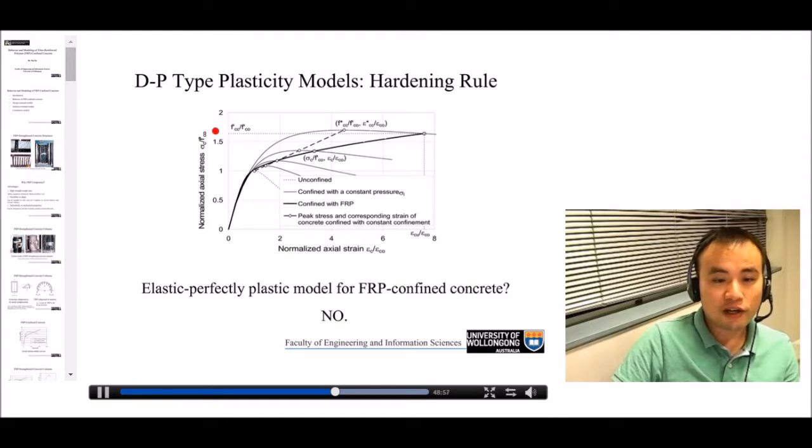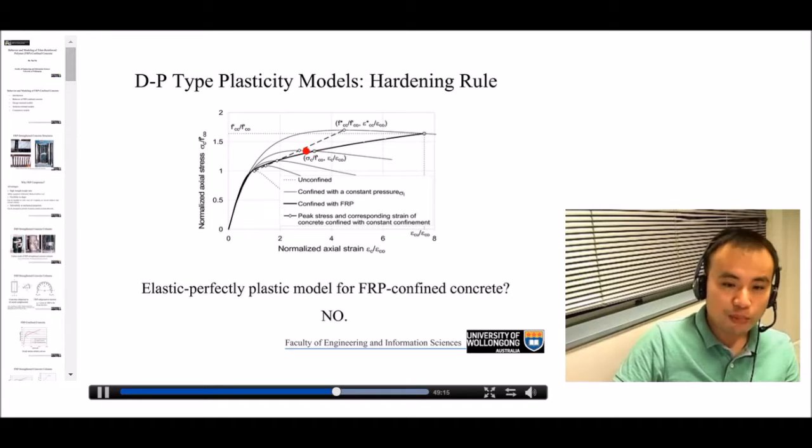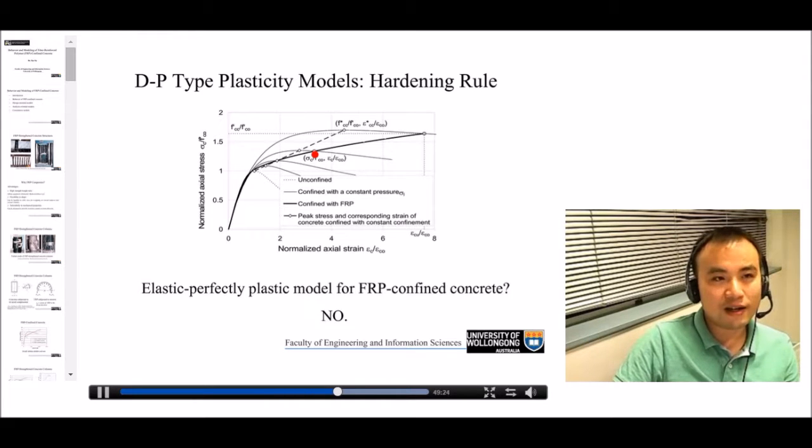Look at this figure. We have seen this before. It's the axial stress strain curve of a group of actively confined concrete and FRP confined concrete. And we also said that the intersection points of these curves are not necessarily the peak point of actively confined concrete. They're normally lower than the peak point. If you take the perfectly plastic assumption, that means up to the peak point, the stress remains constant. But in the real case, for FRP confined concrete, the stress is lower than the peak point.